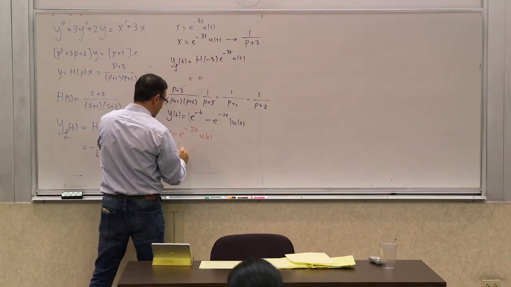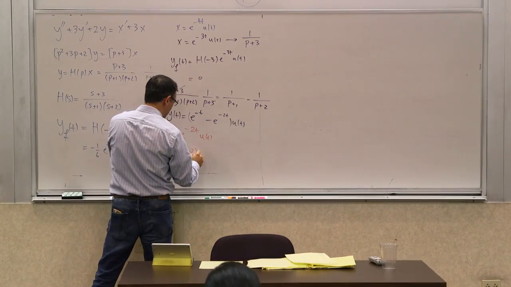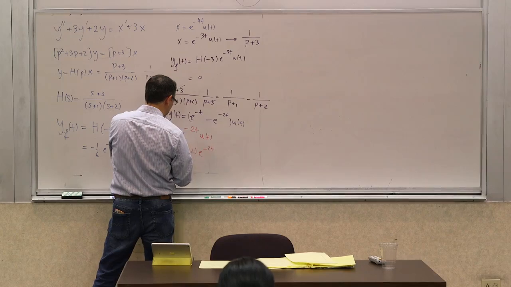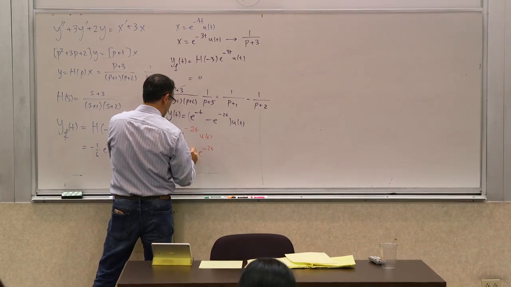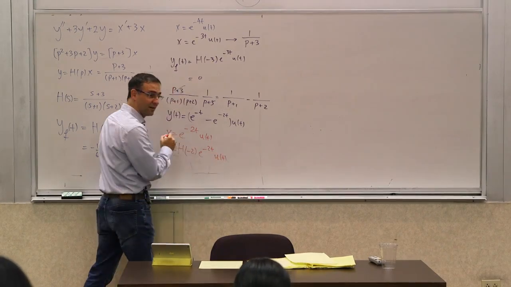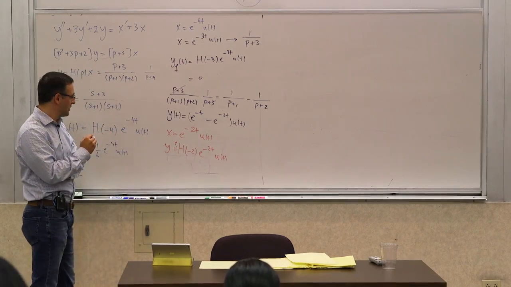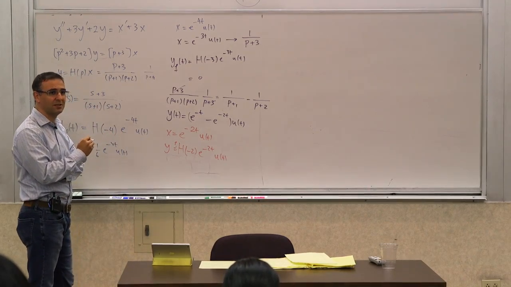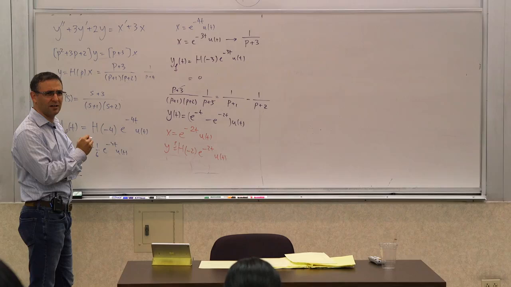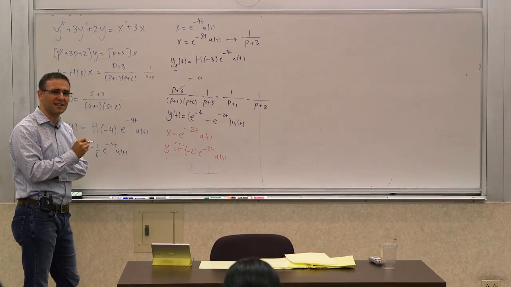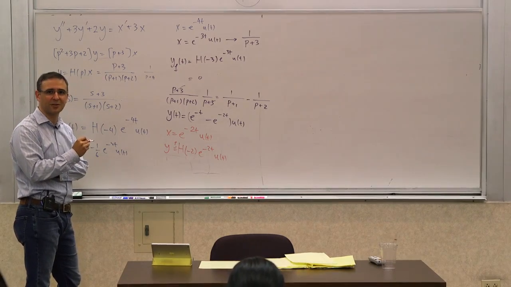According to this calculation, the output is h of -2 e to the -2t u of t, right? Which is what? What is h of -2t? Infinity, right? So is this correct? Is that the output? Is that not? What is it? What's happening?